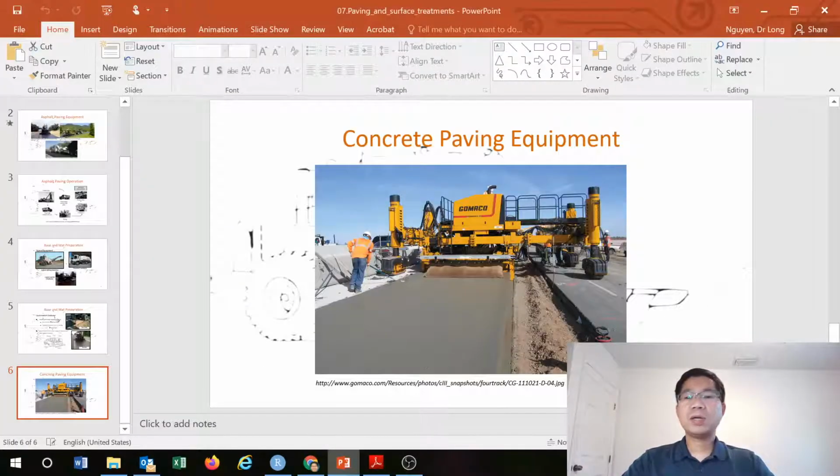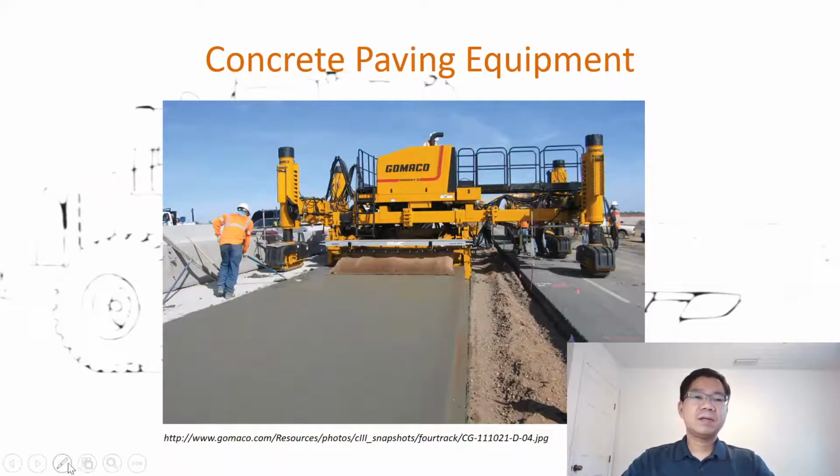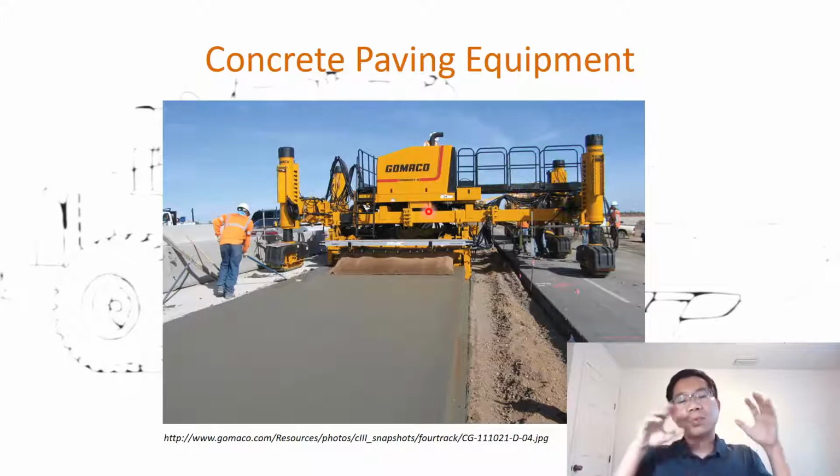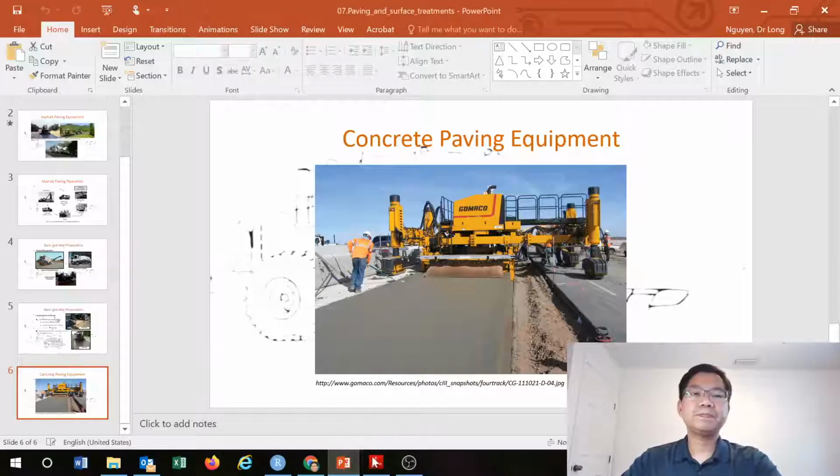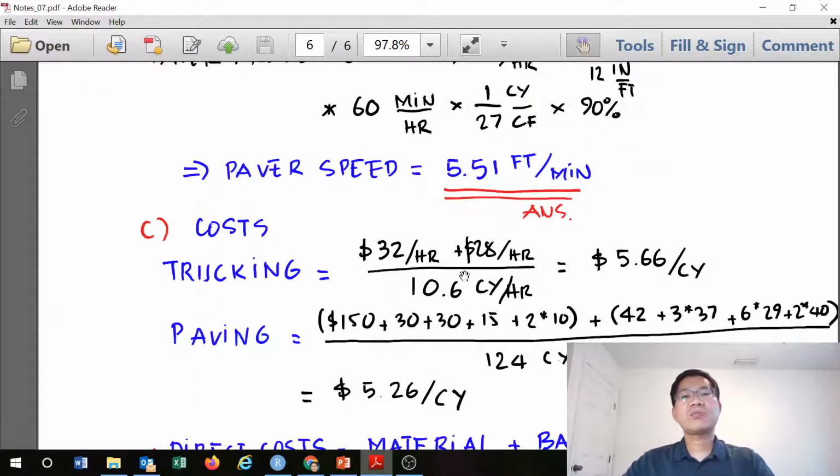To ensure the balancing, the paver has to move 5.5 feet per minute, so that whatever concrete is produced at the plant and delivered through the whole unit, the trucks, arrives here in a smooth, continuous operation. And from that we can find out the paver speed.